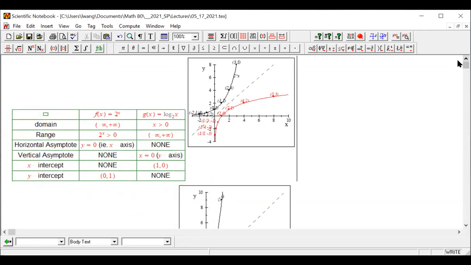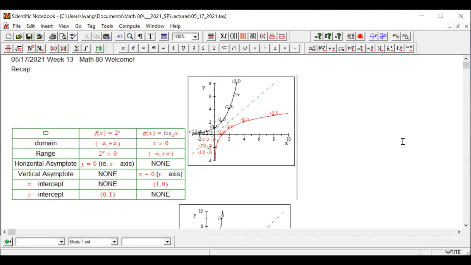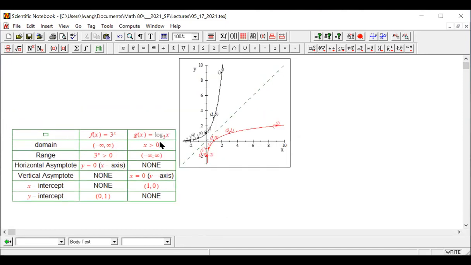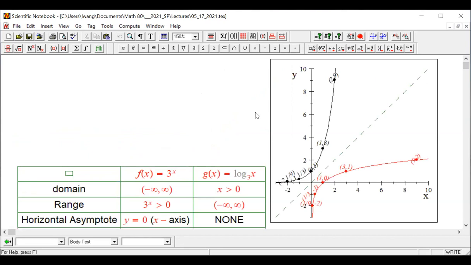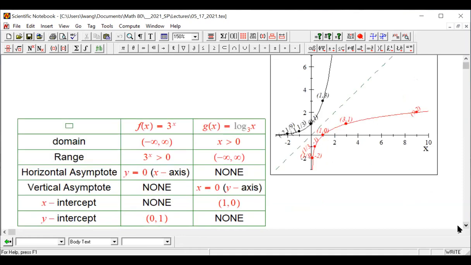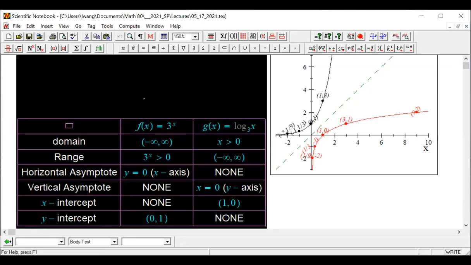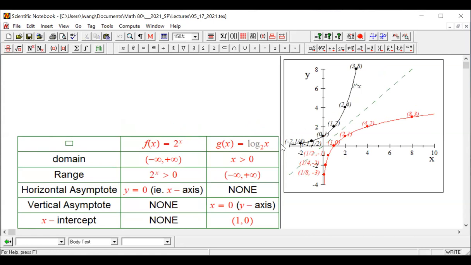Look how similar they are, right? This is for 2 to the power x and log base 2 of x, domain, range. And for 3 to the power x and log base 3 of x, and domain and range and everything. Don't they look similar? In fact, they're tables. Let me put these two tables side by side.